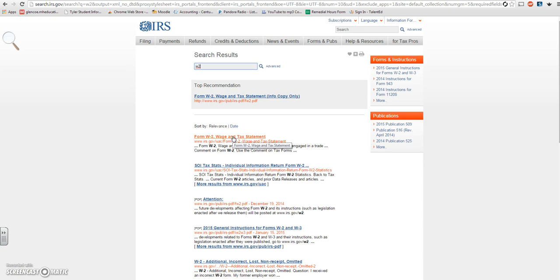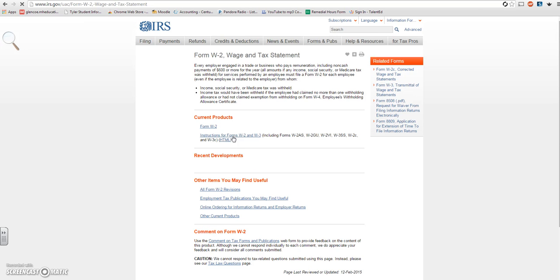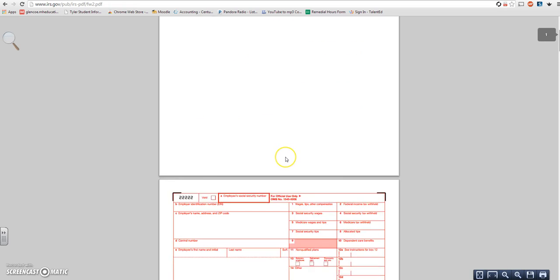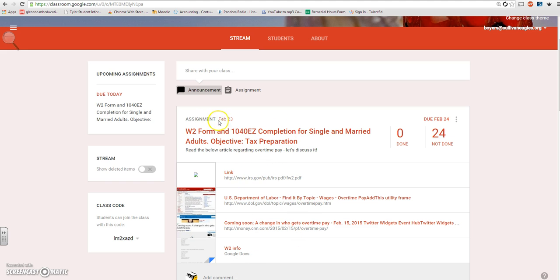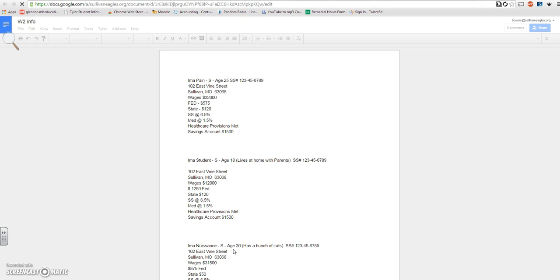Also on the IRS website, let's go ahead and open up the Form W-2, the wage and tax statement, and let's grab the actual Form W-2. We're going to be using the third page on this W-2 to complete the following situation. I have all of these links under the assignment that we did today, and also included in that is the W-2 information sheet that you're going to need to complete the W-2 and the 1040EZ as well.